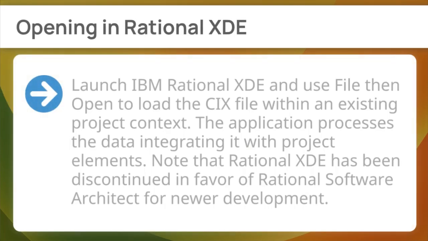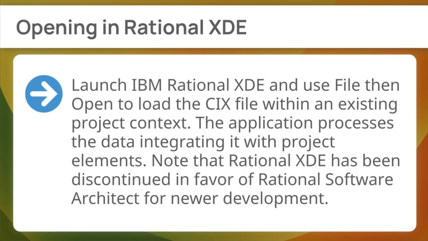First, opening in Rational XDE. Launch IBM Rational XDE and use File, then Open to load the CIX file within an existing project context. The application processes the data, integrating it with project elements. Note that Rational XDE has been discontinued in favor of Rational Software Architect for newer development.